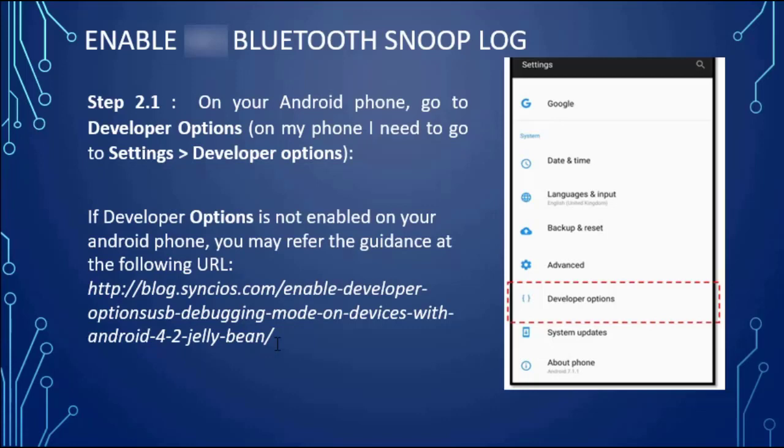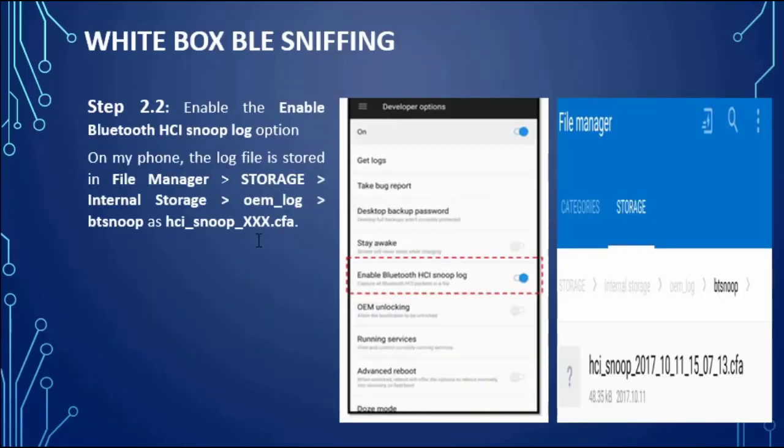So what you could do is you could go to this link, and depending on your Android phone, you could learn how you can enable developer options on your Android phone. So once you've enabled the developer options feature and you can see it on your Android phone, click on the developer options feature, and what you should be able to see now is a few options under developer options, and one of the options would be enable Bluetooth HCI Snoop log.